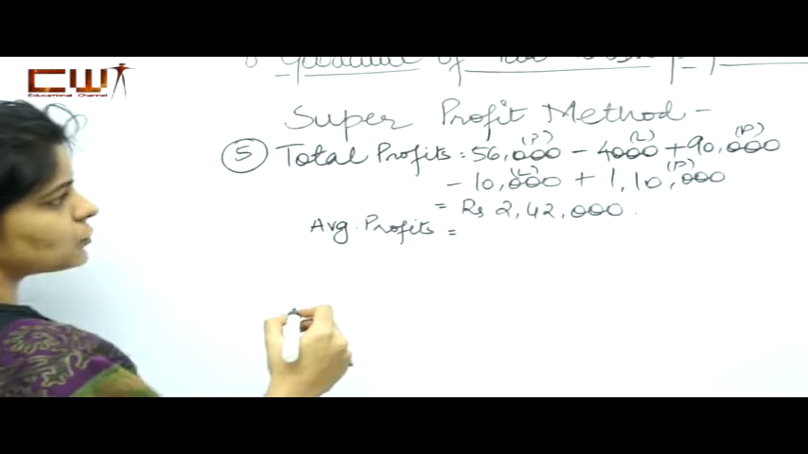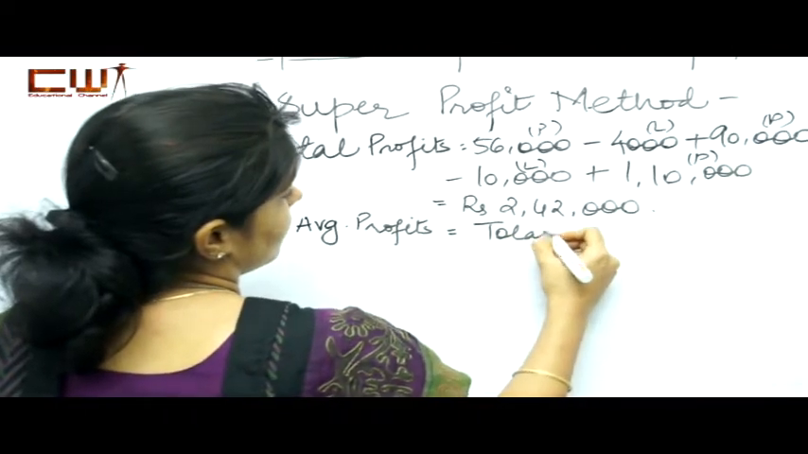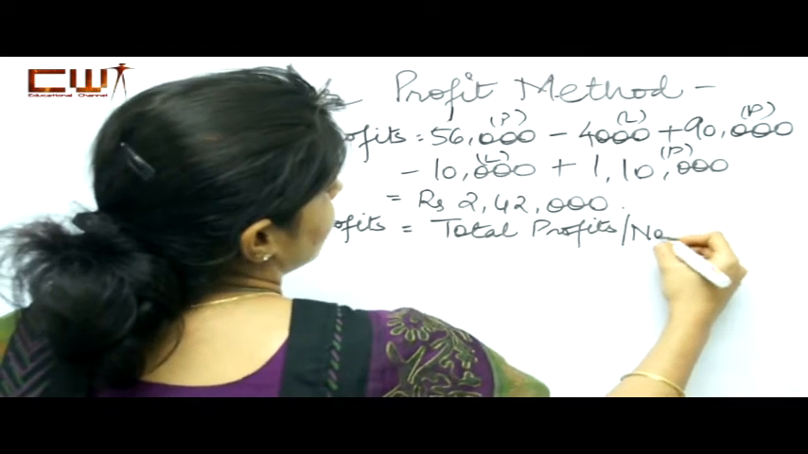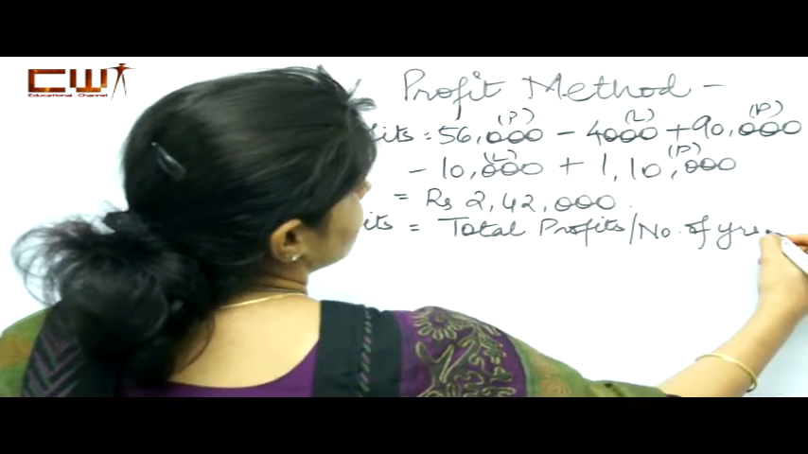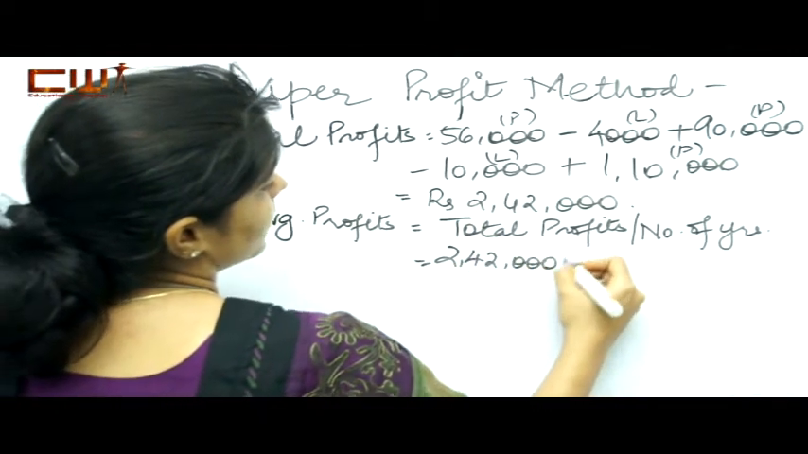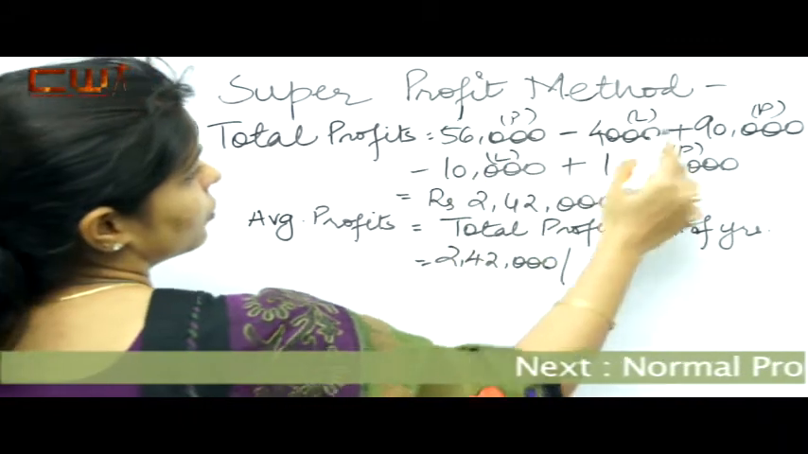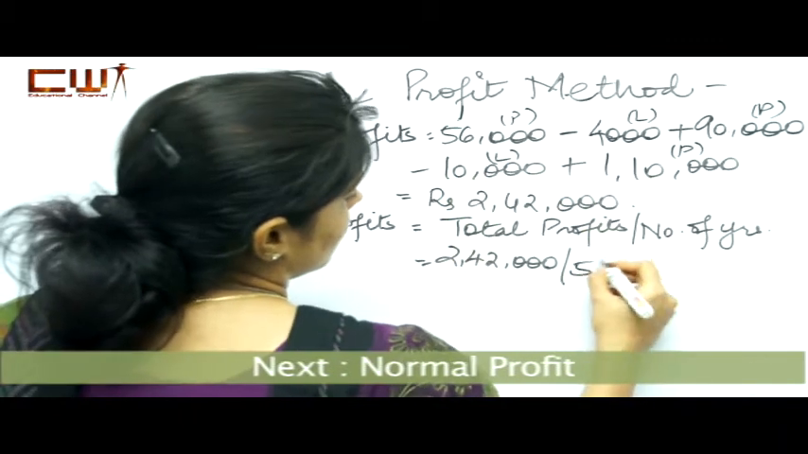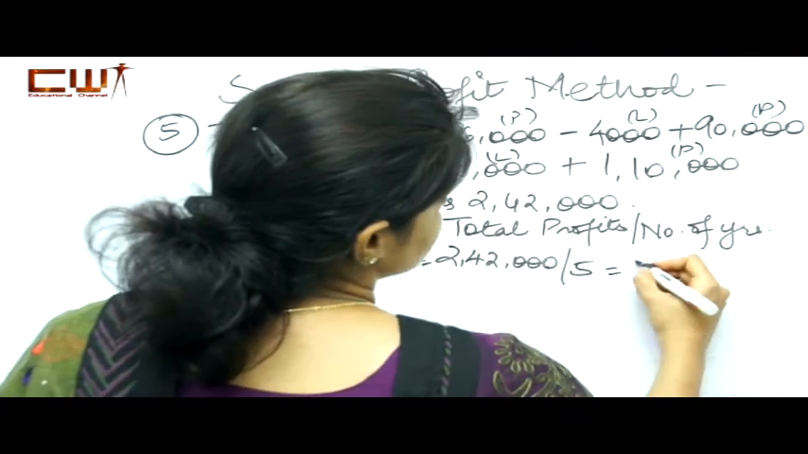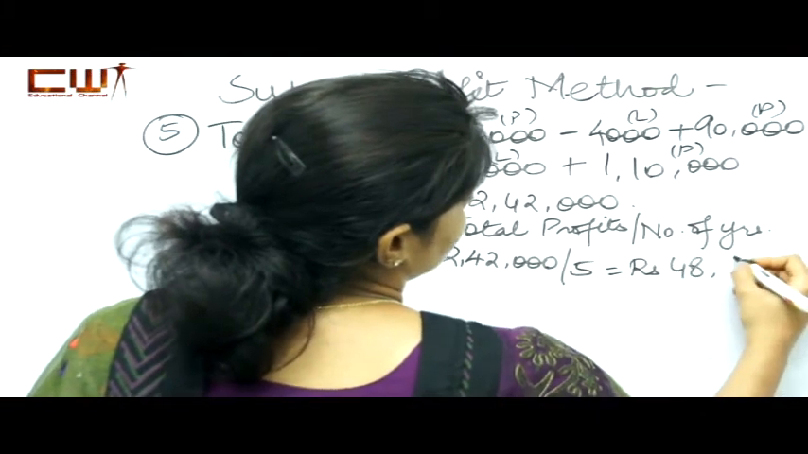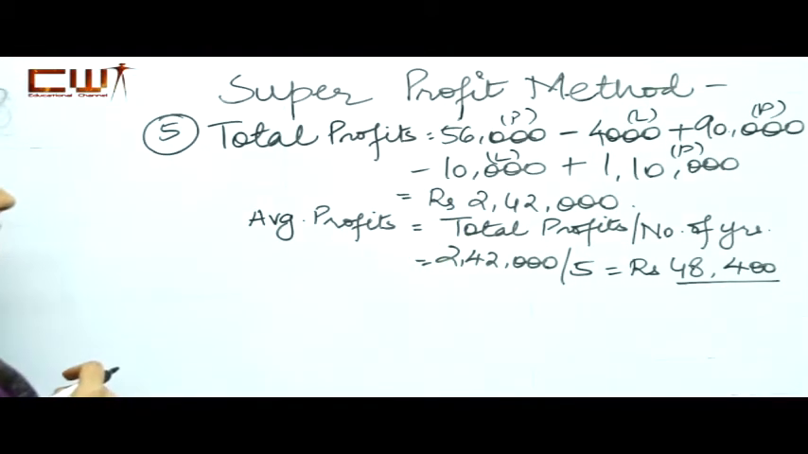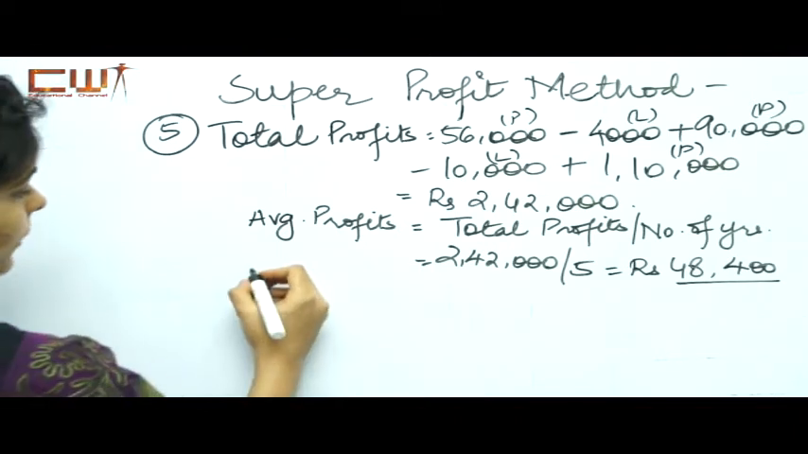How do you find out the average profit? Total profit divided by number of years. Right? What was the total profit? 2,42,000. Number of years? 1, 2, 3, 4, 5. 2,42,000 divided by 5 will give you 48,400. 48,400 is the average profit. Right? Next step is finding out the normal profit.